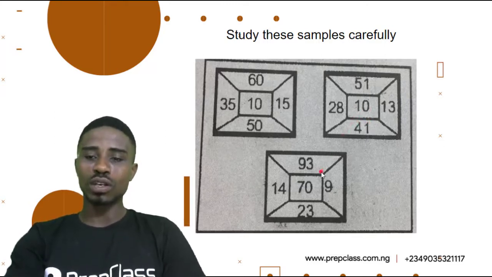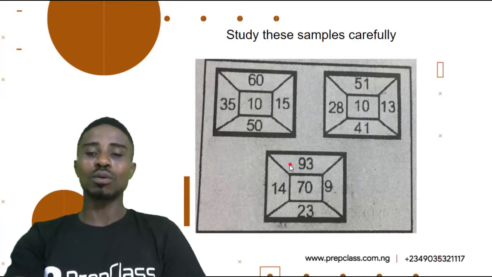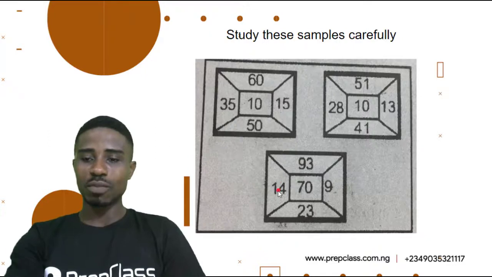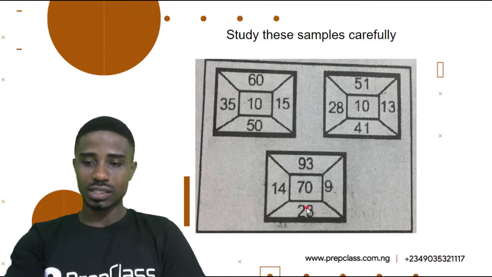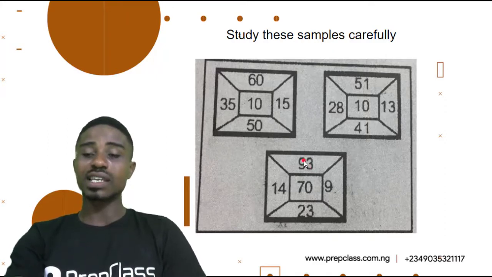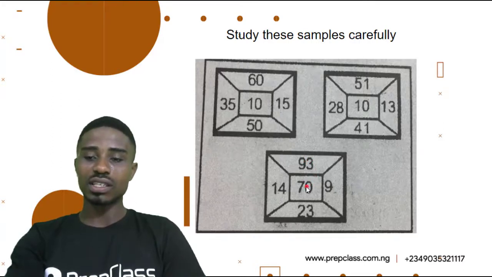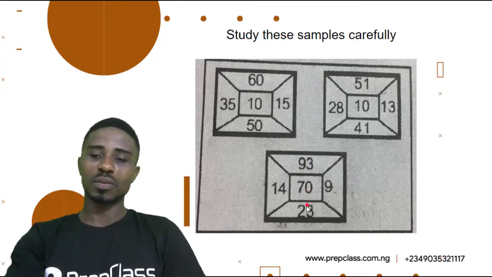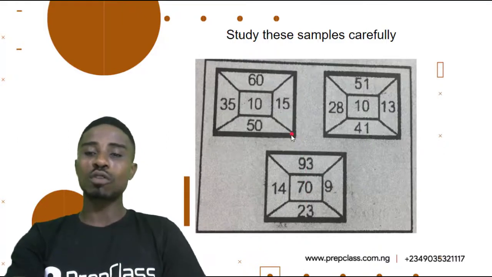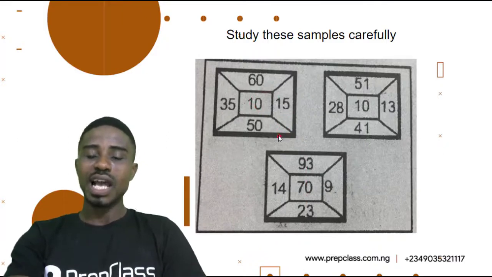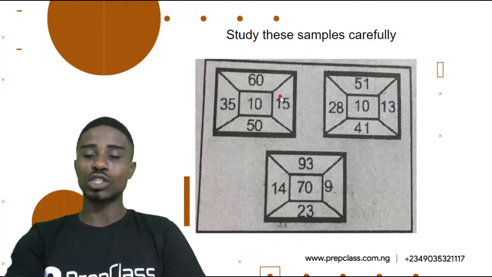I'm going to try it out with the third one, and if it stands to be true, then we are good to go. So I would also say here 14 plus 9 equal to 23. Yes, that's correct. 23 plus 70 is equal to 93. That's also correct. And I can say 93 minus 70 is equal to 23. Okay, that means we've resolved how to solve these samples. And the understanding we've gained by solving these samples will guide us as we solve questions 31 to 35. All right, let's move on.